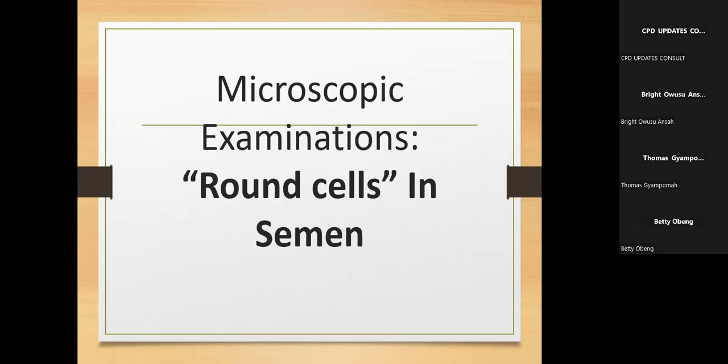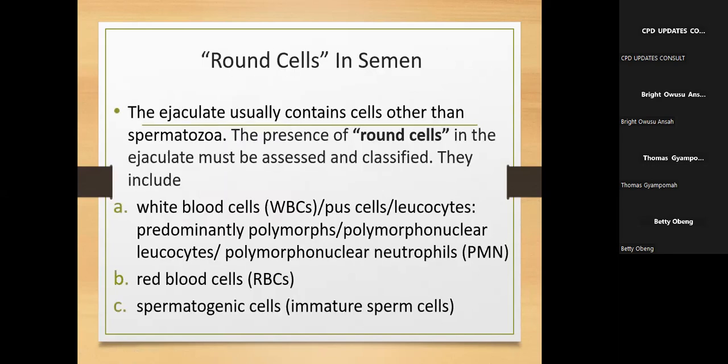Another element we're going to look at is round cells in semen, what we call round cells. All right, so we move on. The ejaculate usually contains cells other than spermatozoa. So you expect that the seminal fluid will be made up of the seminal plasma and the sperms. But as we move along, you see that there could be cells other than the spermatozoa.